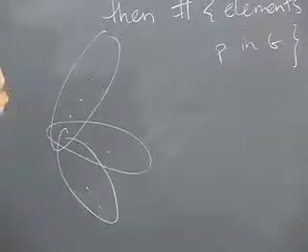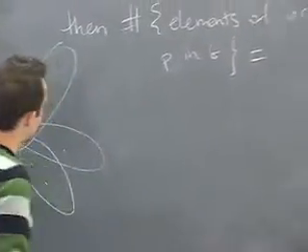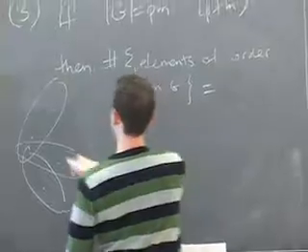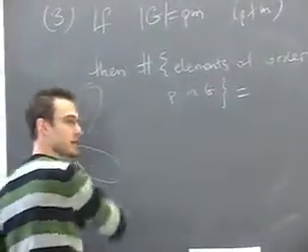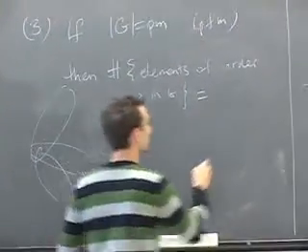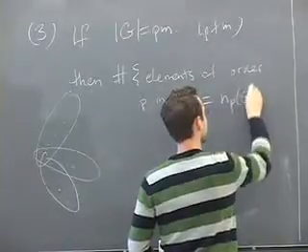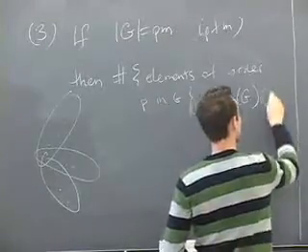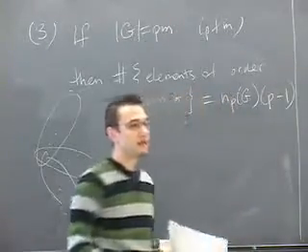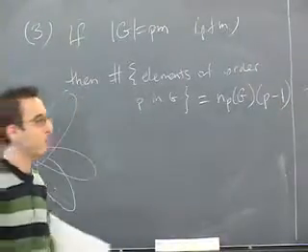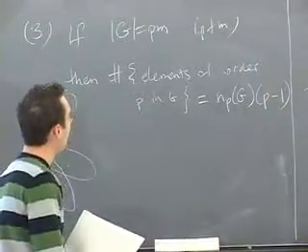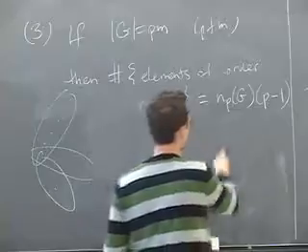And we know exactly what the size of that orbit is. It's n_p(G). And the number of elements in each of these things of order p is p minus 1. So the answer is n_p(G) times (p minus 1). Again, a very useful formula because it can help you narrow down what n_p(G) is, for instance.